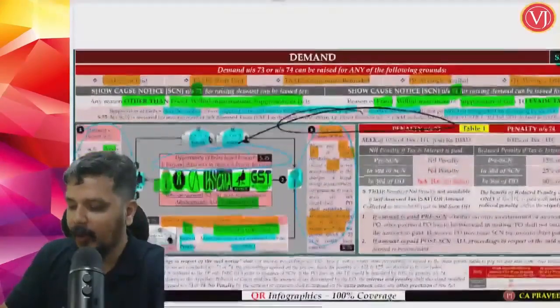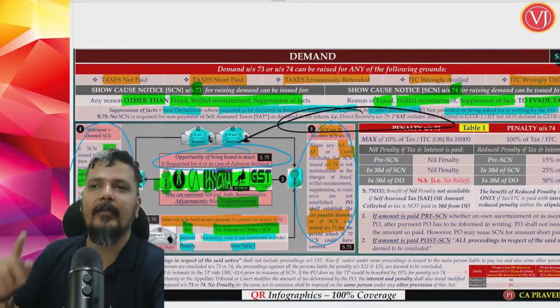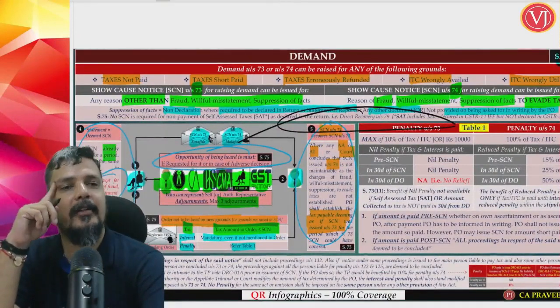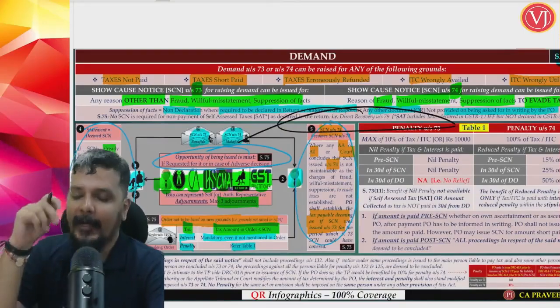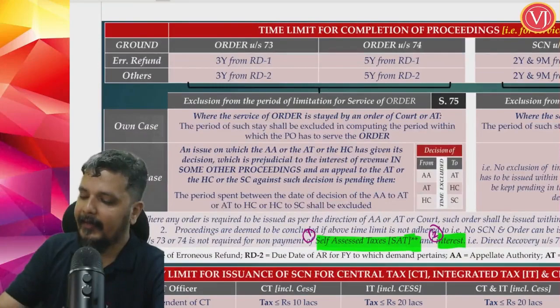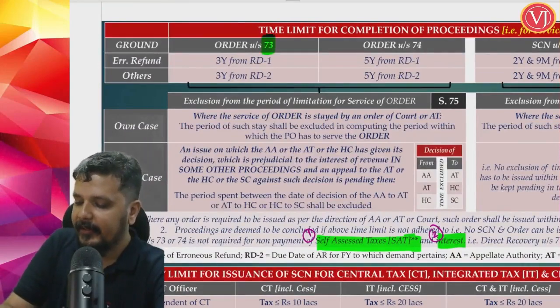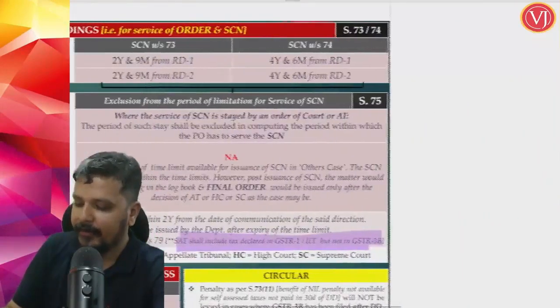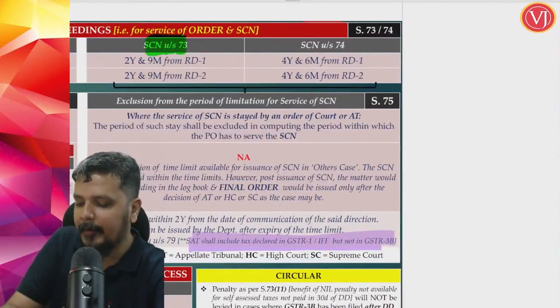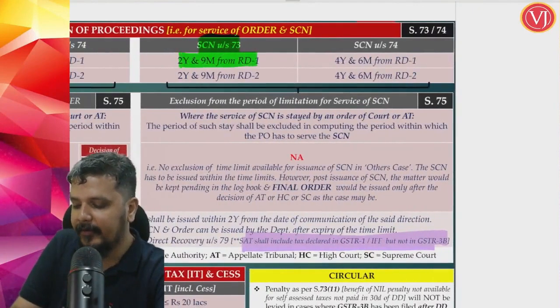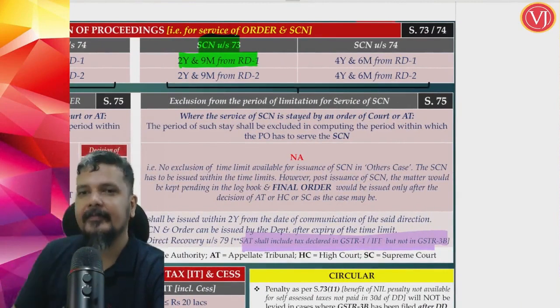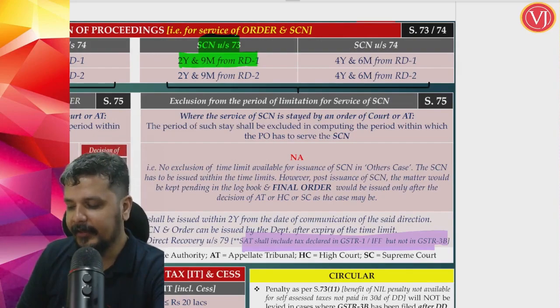Now, talking about the other aspects. First let us discuss the time limit for issuing show cause notice and the time limit for issuing demand order. What are these time limits? If it is a section 73 case, first you will be giving a show cause notice. What is the time limit for giving a show cause notice? 2 years 9 months from the relevant date.